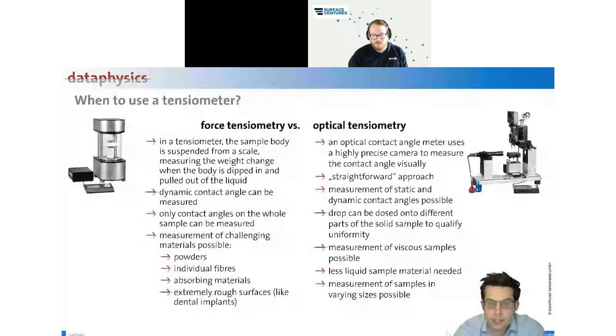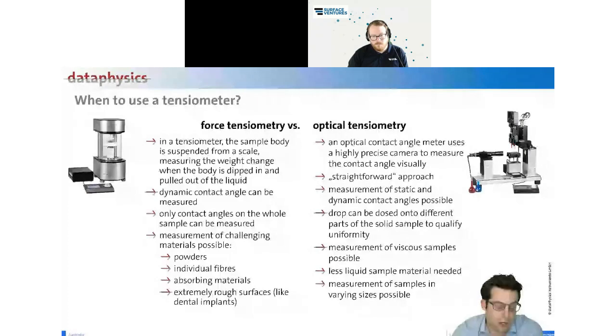This is a more classical method, in fact, but it has some very significant advantages because when you are dealing with tiny surface areas, then you have no chance to place a single drop on there and observe it by a video camera system. So when you are dealing with powders, for example, individual fibers, or strongly absorbing material, then you should always go for the force tensiometer to study the wettability.